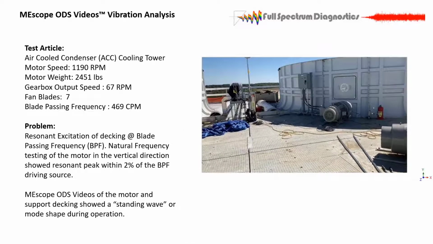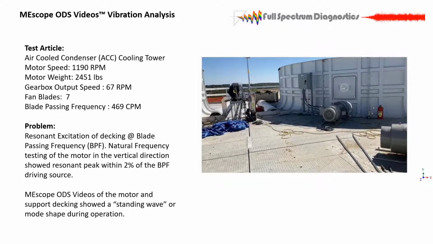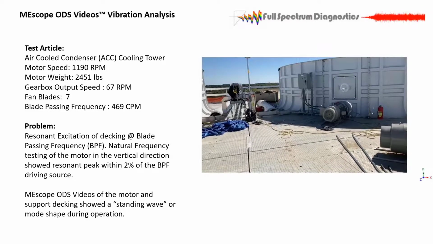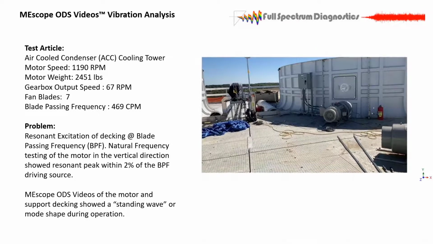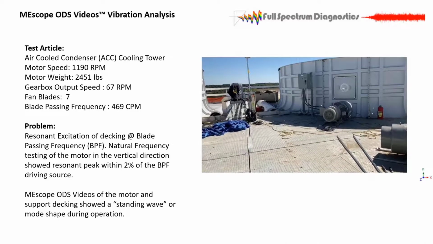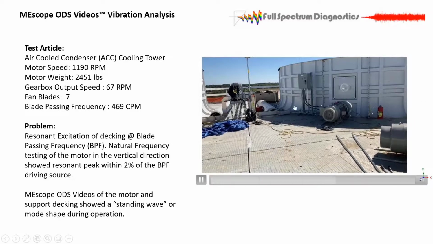Now this, some of you, if you've been on here before, might have seen this. I think a couple of webinars ago, I was at a plant with an air-cooled condenser cooling tower. And you can see the diamond plate decking. And the motor's bouncing around, and this other motor's bouncing. This is the cooling tower.